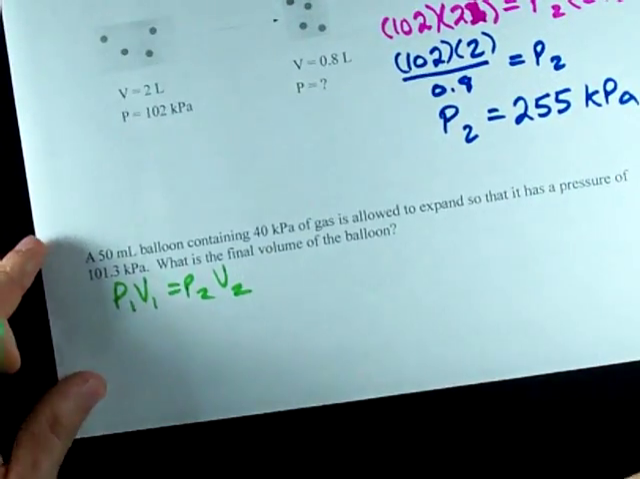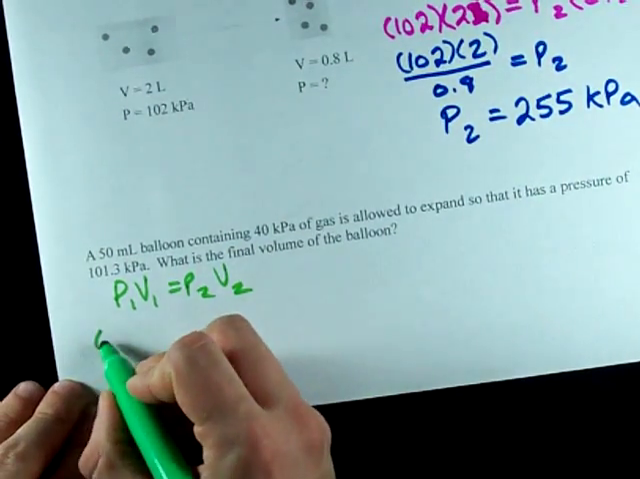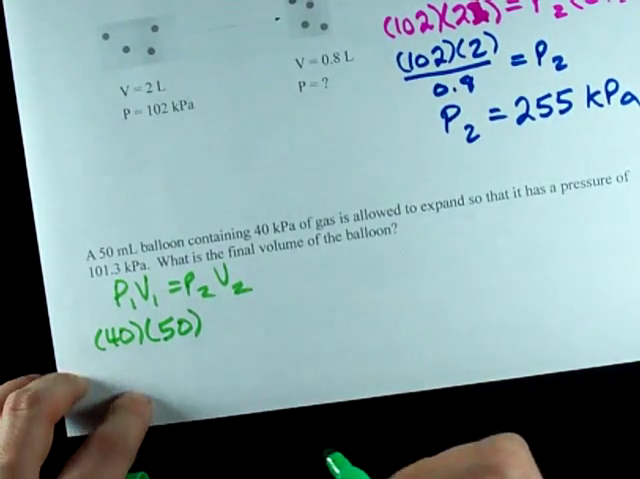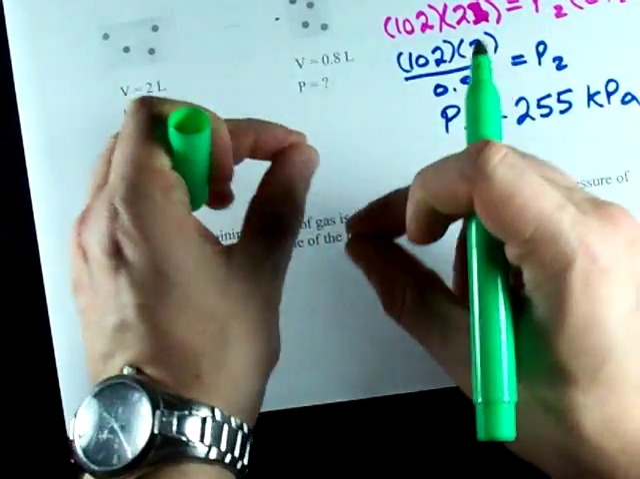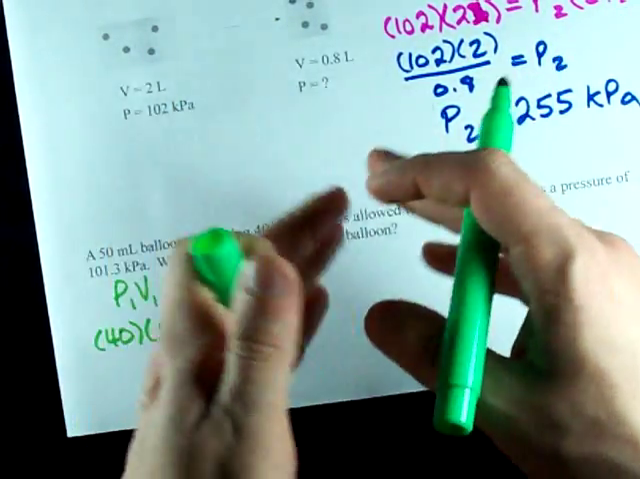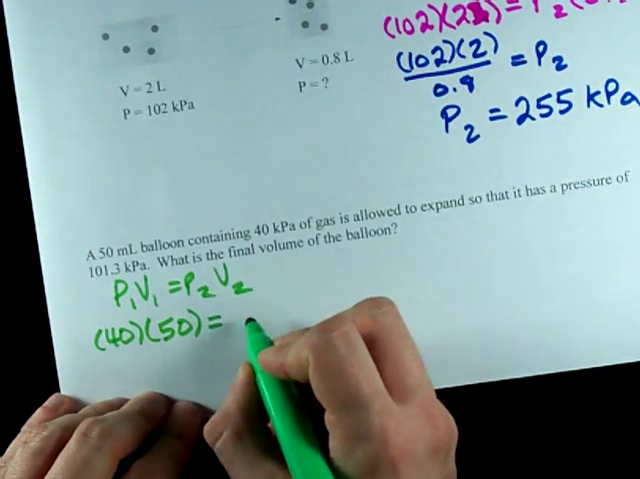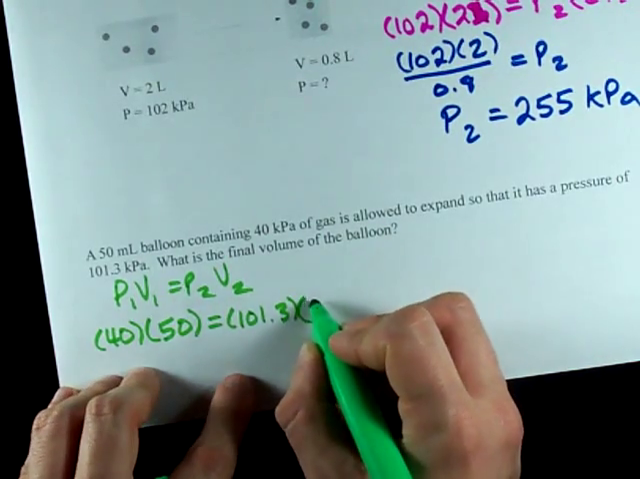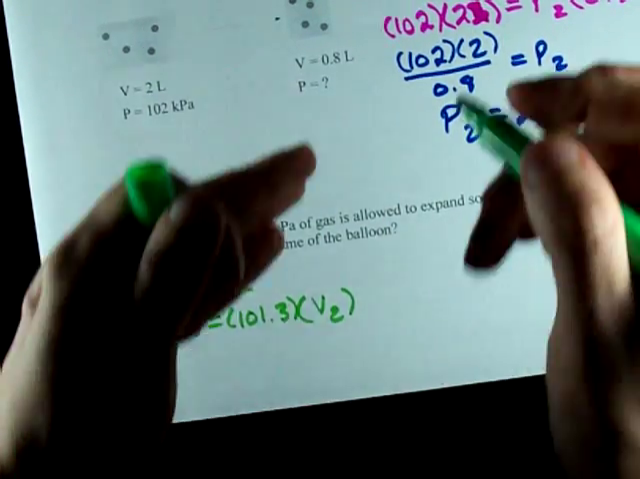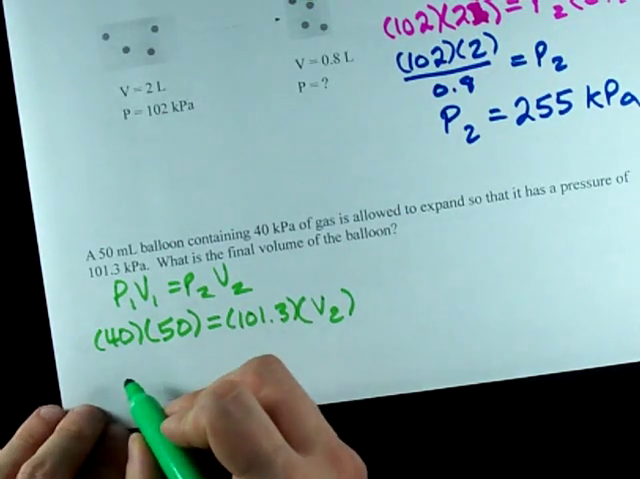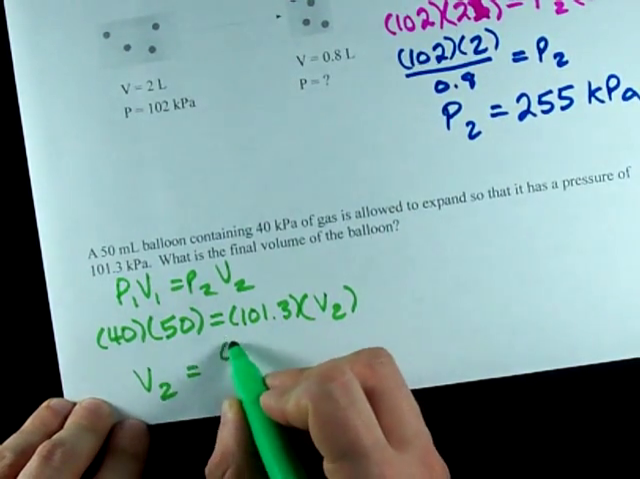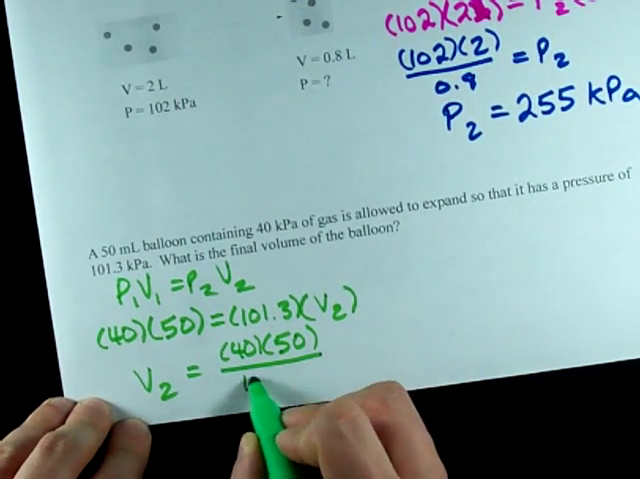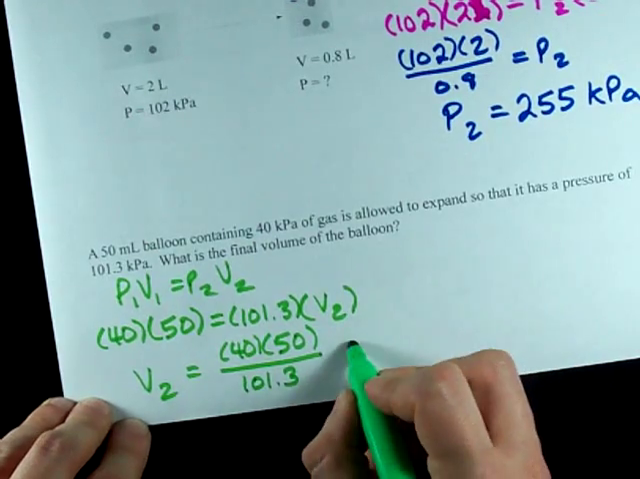Anyways, my initial pressure was 40 kilopascals. My initial volume was 50 milliliters. And again, as long as you use the same units on both sides, it doesn't matter what the units are. P2, they gave us as 101.3. And my new volume is what I don't know. So, how do I solve for V2? Well, I take my 40 kilopascals times 50 milliliters and divide it by 101.3.